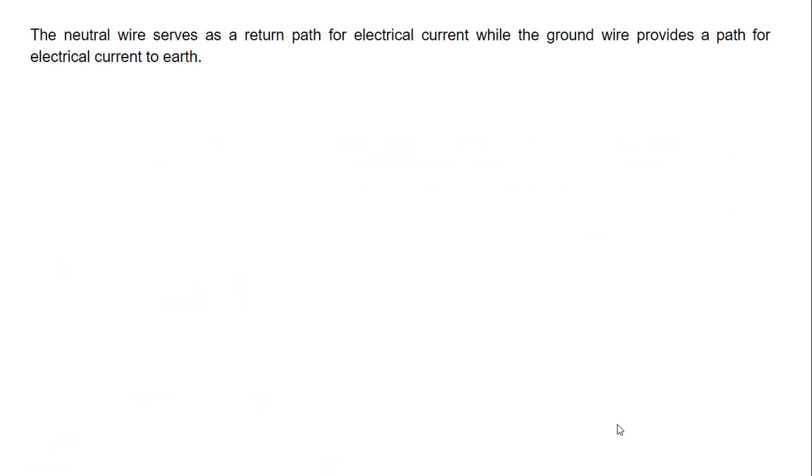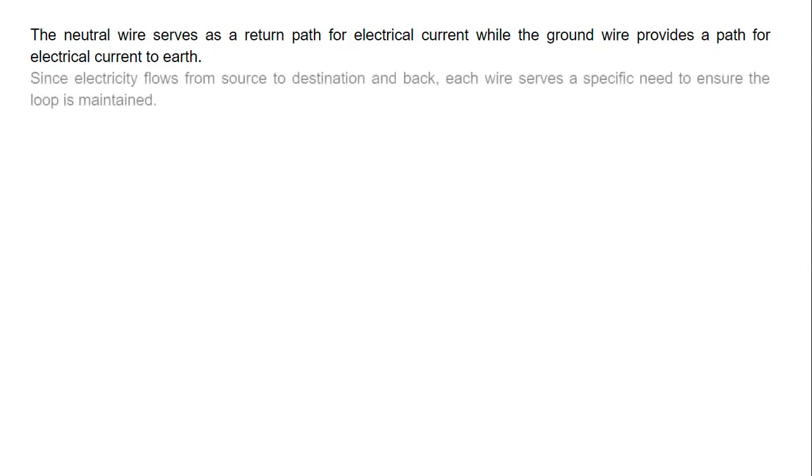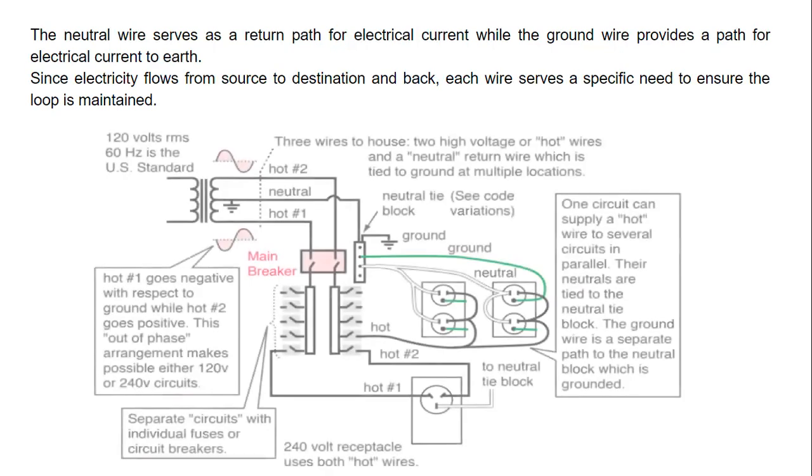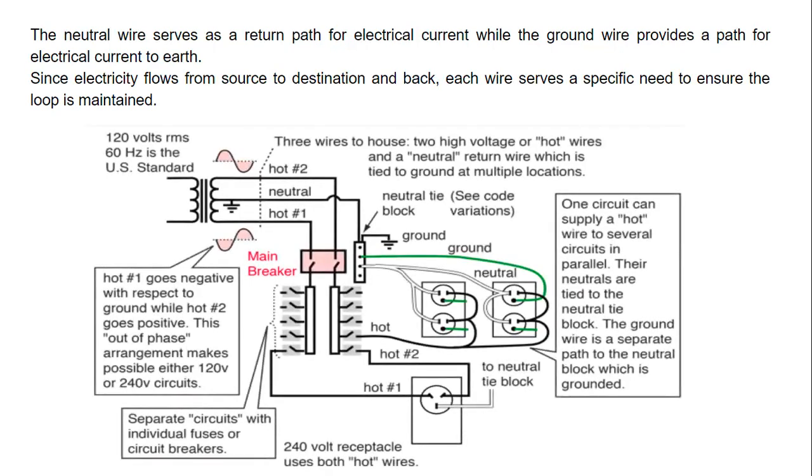The neutral wire serves as a return path for electrical current, while the ground wire provides a path for electrical current to the earth. Since electricity flows from source to destination and back, each wire serves a specific need to ensure the loop is maintained.